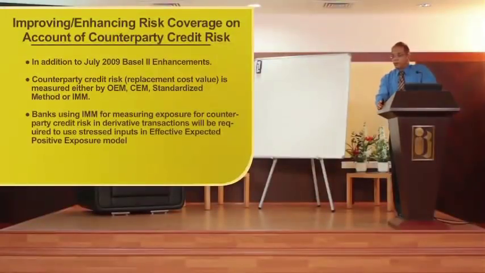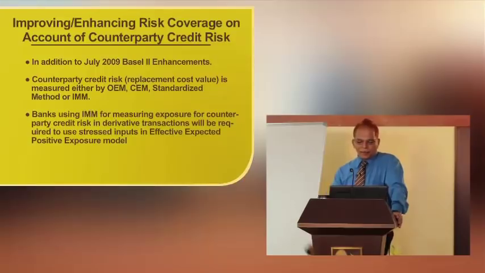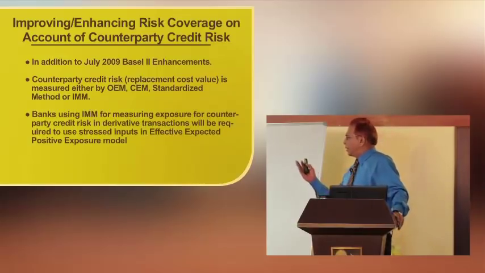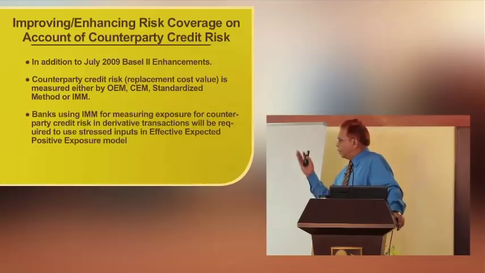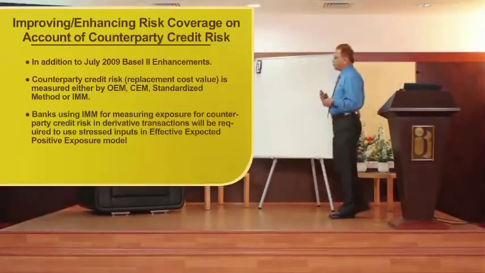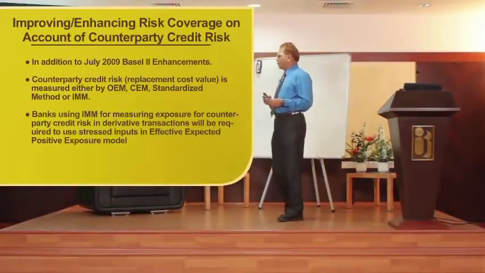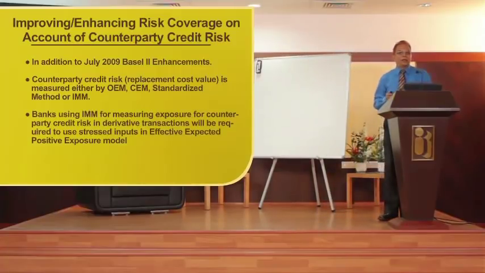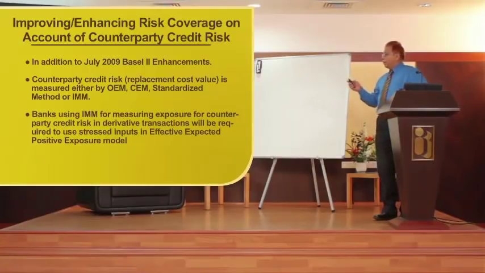We have seen that Basel 2.5 addressed some of the counterparty credit risk, but Basel III further consolidated on that and has enhanced the counterparty credit risk measure. Either you take an original exposure method or current exposure method, in both the standardized method or IMM. And for most of the derivative transactions, to arrive at the positive exposure on the counterparty, it was suggested to use the stress inputs. So rather than using the normal ones, use the stress input to compute the kind of exposure you will have on the counterparty.